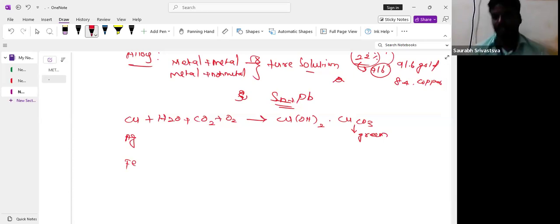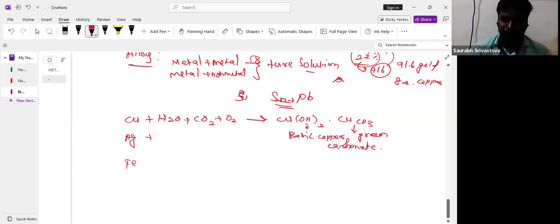That is nothing but copper carbonate. Sometimes they call it basic copper carbonate. Basic means this is a base. And next, silver, if it reacts with sulfur, it will become silver sulfide, Ag2S, which is a black color ash. You will get a black color powder-like material.